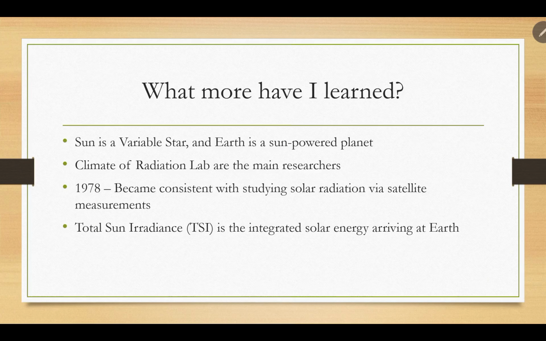I've learned a lot more after doing about an hour's worth of research, such as the sun is a variable star and Earth is a sun powered planet. The Climate of Radiation Lab are the main researchers about solar radiation. 1978 was the main year that we began researching solar radiation via satellite. And then what total solar irradiance, TSI, is: the integrated solar energy arriving at Earth.